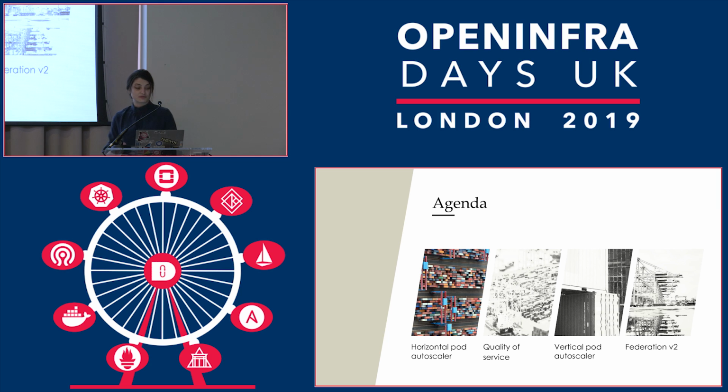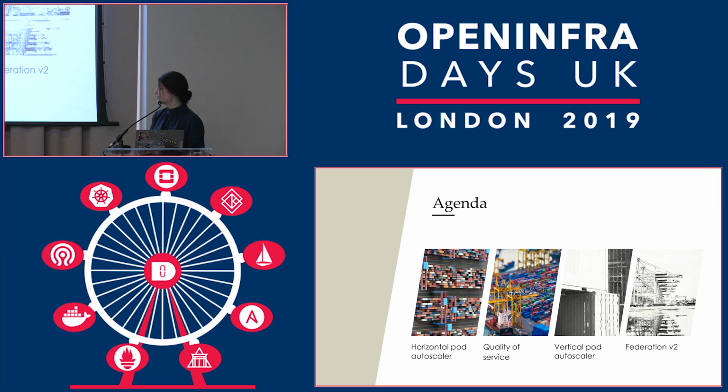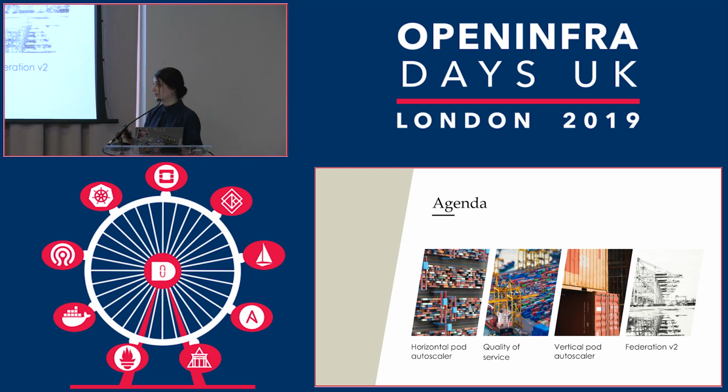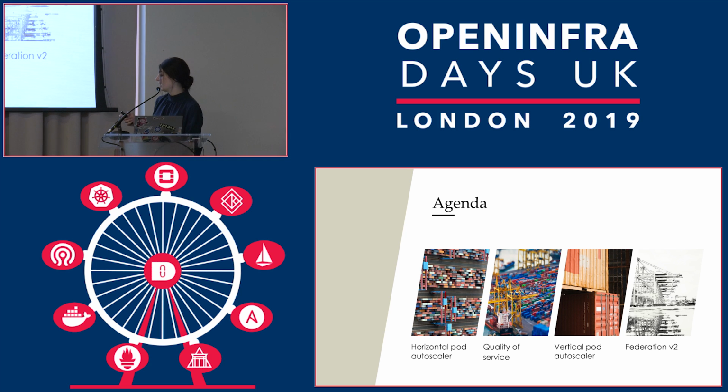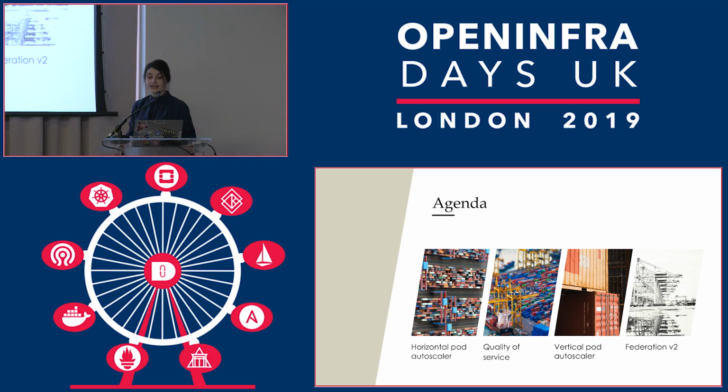In terms of my agenda, today I'm going to talk about the HPA and how you can scale the number of replicas for an application within a cluster. I'm going to talk briefly about quality of service and how resource requests are important for your application and its placement in the cluster, and how the vertical pod autoscaler can help you with that. And in the end, I'm going to talk about how you can deploy an application on multiple clusters, because that's very common nowadays, and that's what we really want to do.